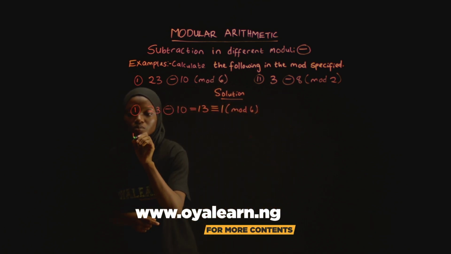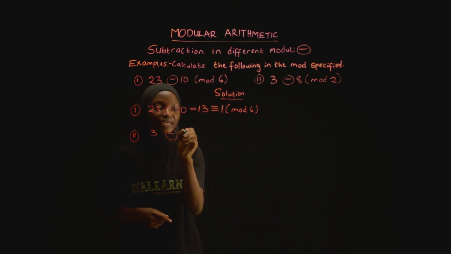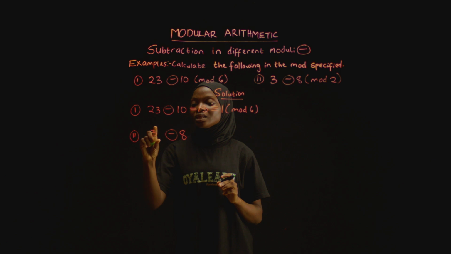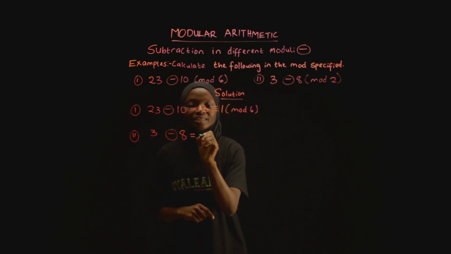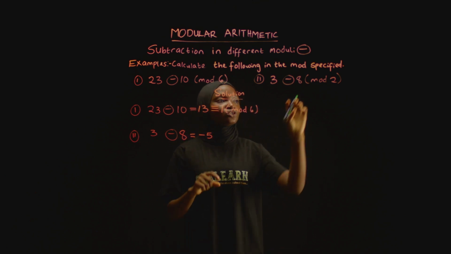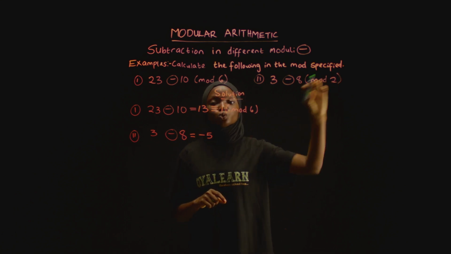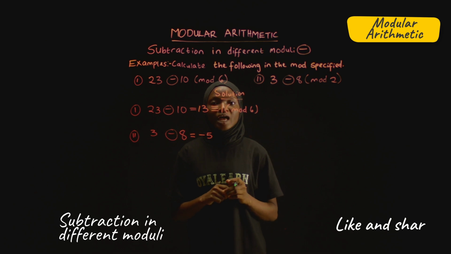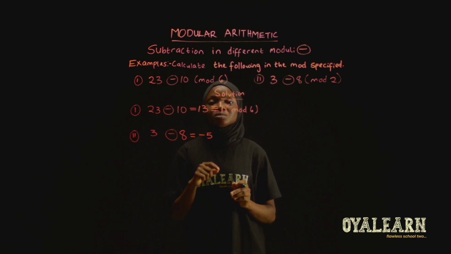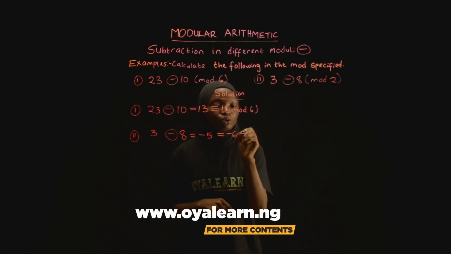The second example, we have 3 minus 8 in mod 2. The first thing, we subtract first. 3 minus 8 gives us negative 5. Now this is a negative integer. So for us to convert this to a number in mod 2, we have to first express it as the sum of a multiple of this mod 2 plus a positive integer. To do that, we look for the next multiple of 2 after 5. The next multiple of 2 after 5 is 6. That is, minus 5 can be expressed as minus 6 plus 1.